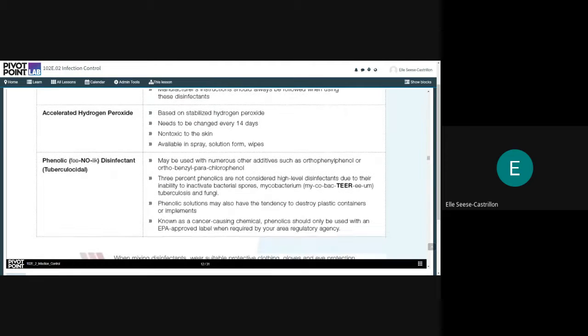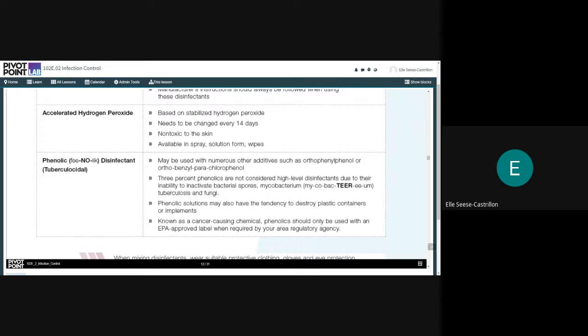We have accelerated hydrogen peroxide, which is based on stabilized hydrogen peroxide. It needs to be changed every 14 days, is non-toxic to the skin, and is available in a spray, solution form, and also wipes. And we also have phenolic disinfectant, which is tuberculocidal or hospital-grade disinfectant.